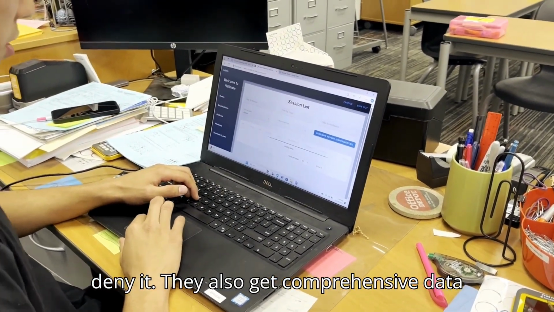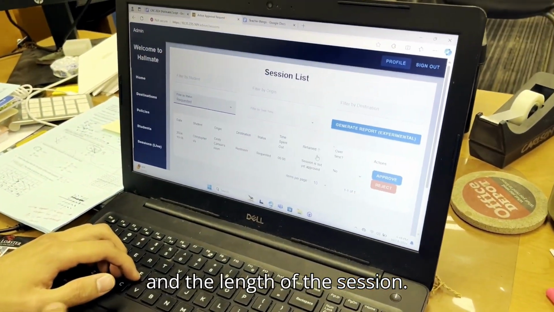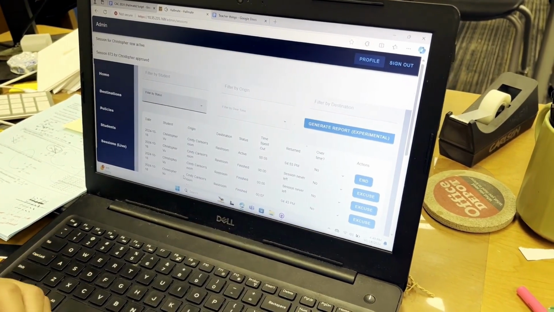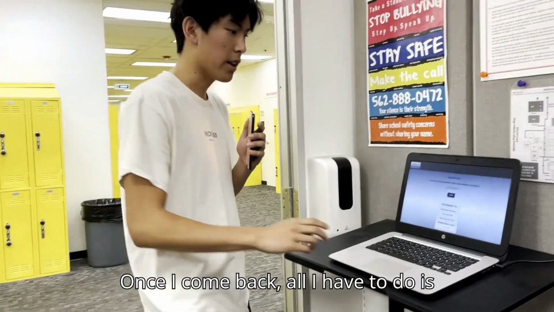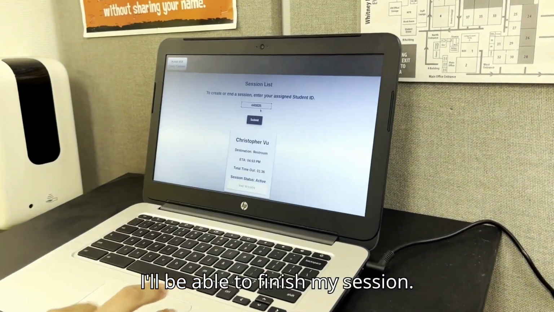They also get comprehensive data on what is happening through the session, including the status of the destination and the length of the session. Once I come back, all I have to do is retype my student ID into the kiosk and I'll be able to finish my session.